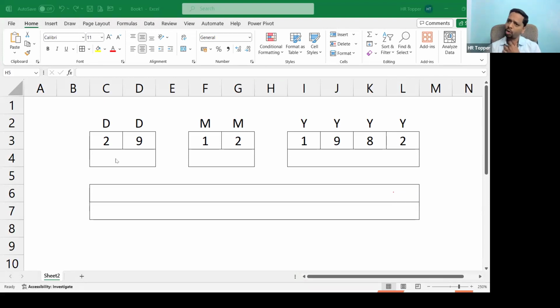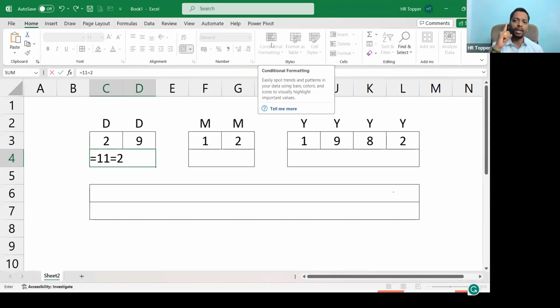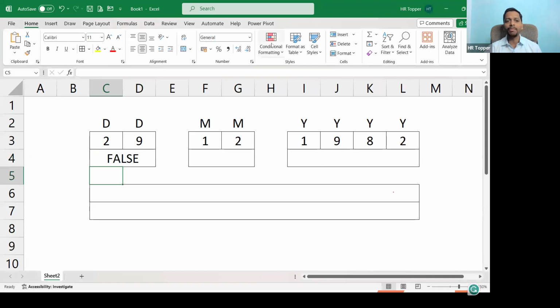Now, what we have to do is, I hope everyone has written. Now, 2 plus 9 is equal to 11. First, understand the logic. 29: 2 plus 9 is 11, which is 1 plus 1, 2. That means we have to bring it to a single digit. So it becomes 2.